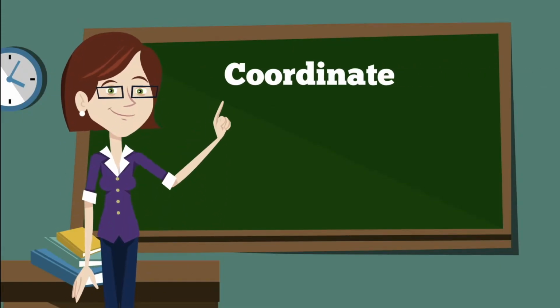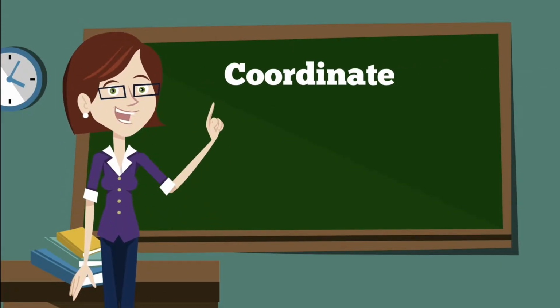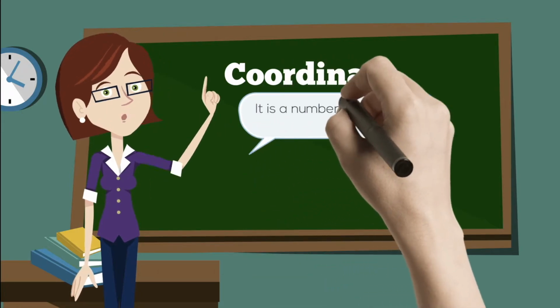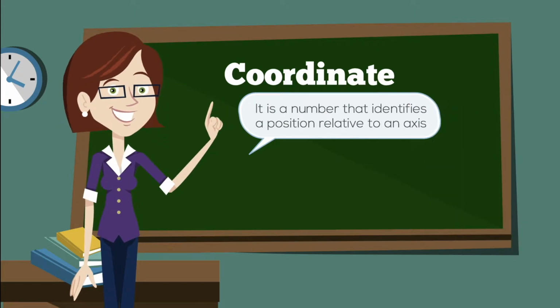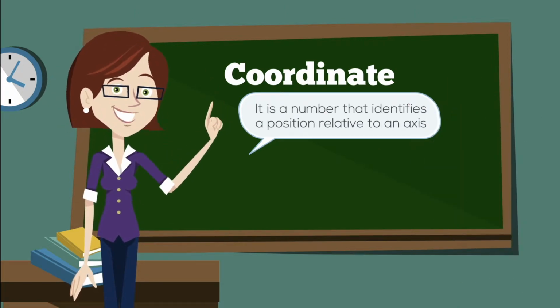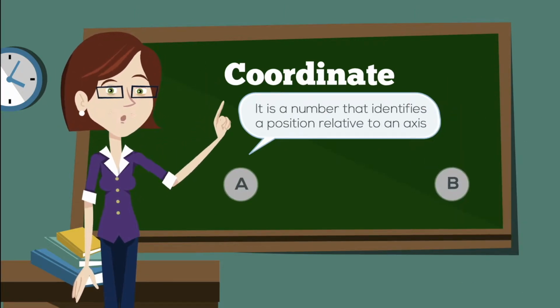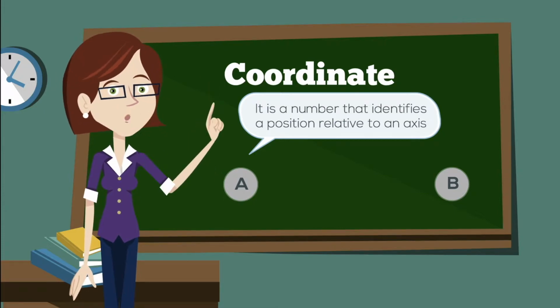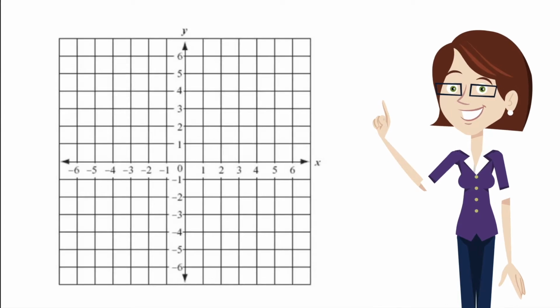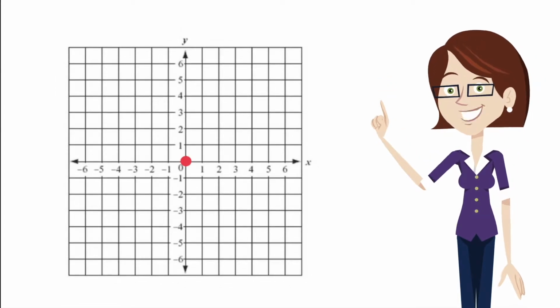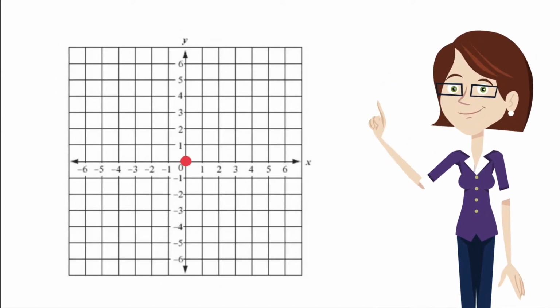And next, coordinate. Mathematically, it's a number that identifies a position relative to an axis. Let's say it's a point on a graph. According to the previous illustration, points A and B are both coordinates. Okay, shall we start the lesson?